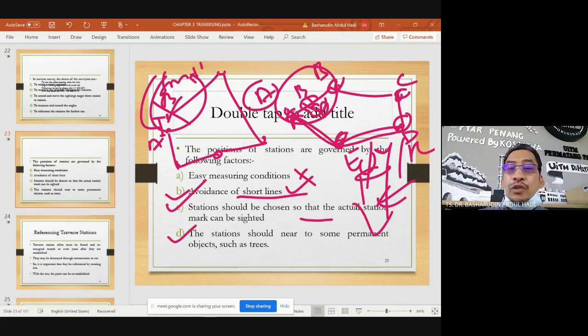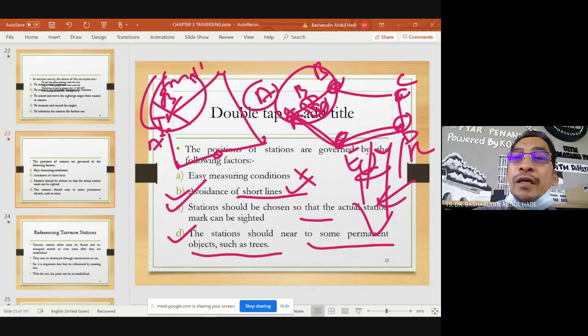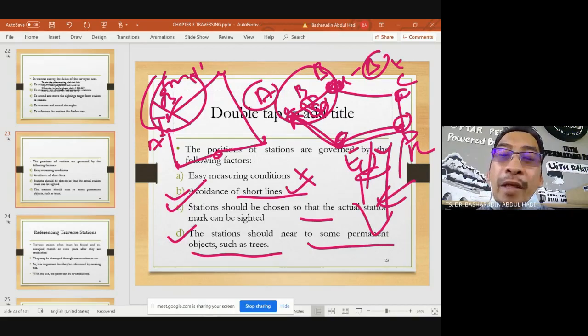The station should never be on a non-permanent object such as a tree. For example, there's a small tree here, a small tree here, and you say that this one is point B. It's wrong, because after the next 10 years the small tree becomes an adult tree. The trunk is maybe 10 mm at the time. After 10 years, the trunk is maybe 300 mm, or maybe 1 meter.